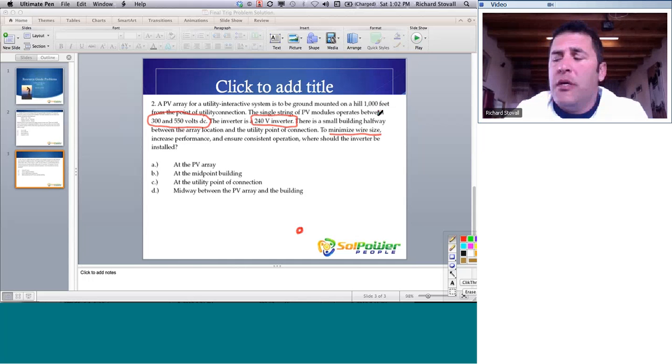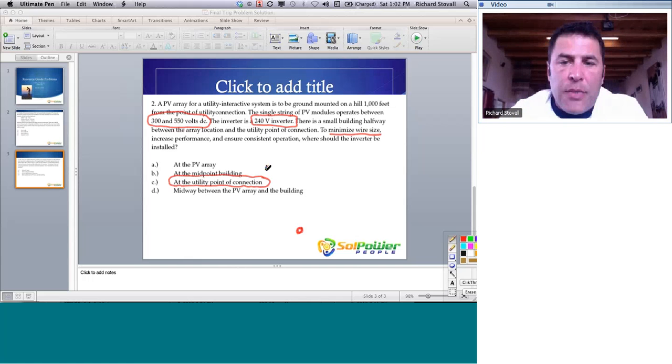And between the two options here, the 240 volts and the 300 to 550 volts, we can carry more power at higher voltage on the DC side with smaller conductors than we can on the AC side at 240 volts. So for that reason, we would want the DC run to be as long as it can be, all the way up to the utility point of connection.